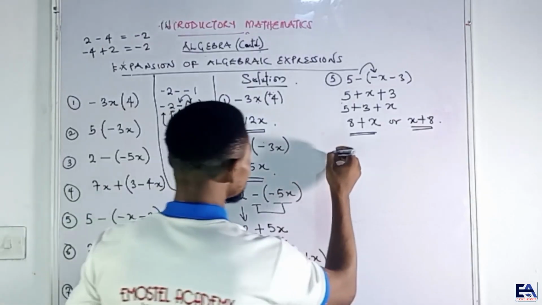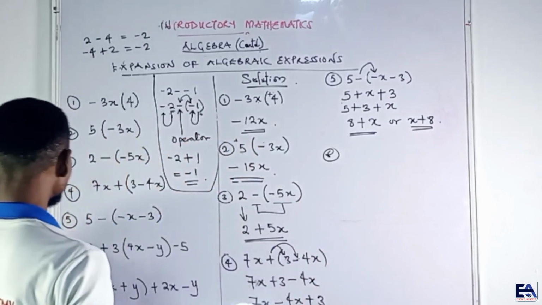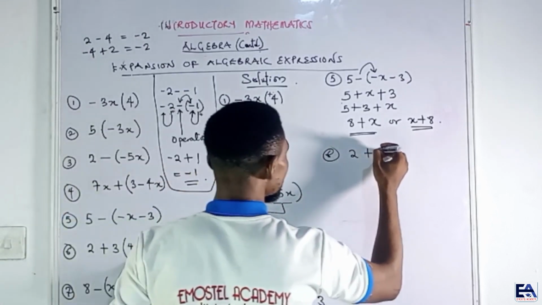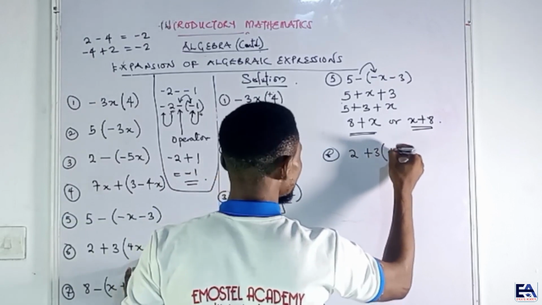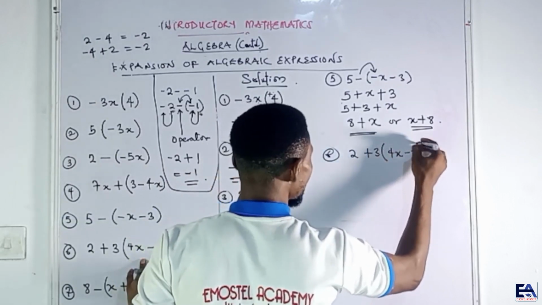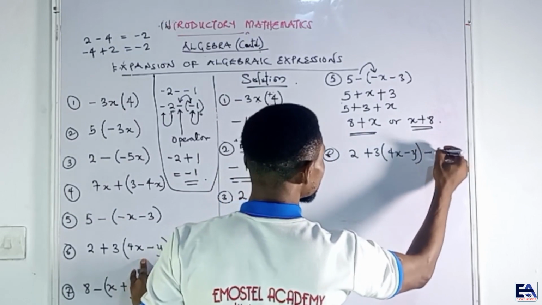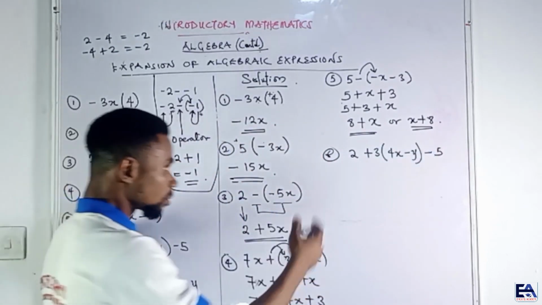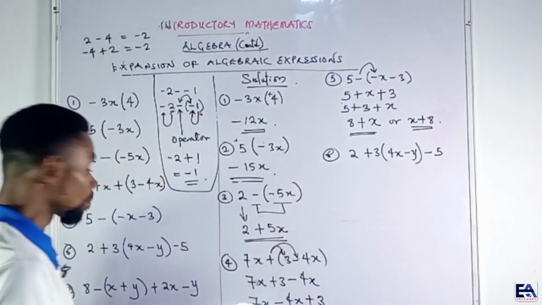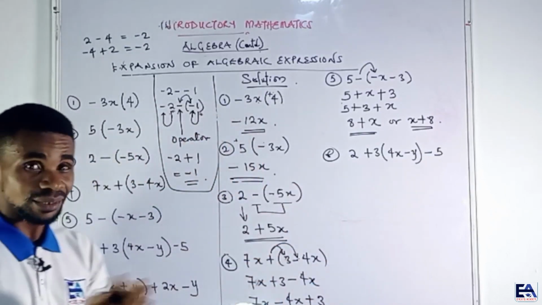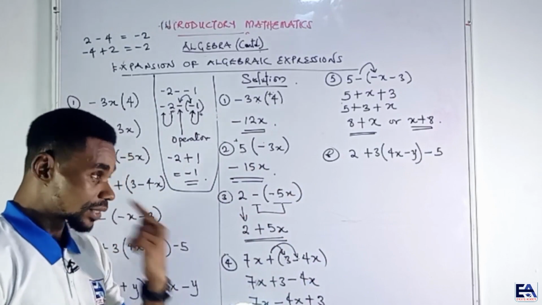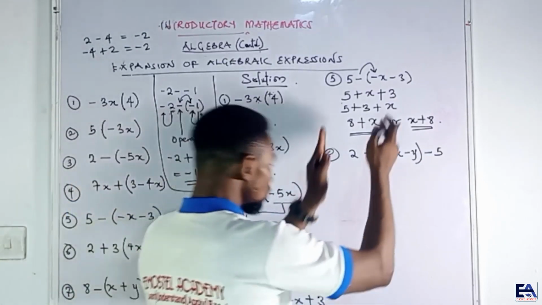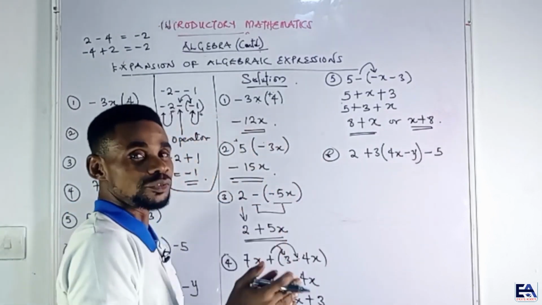So number 6. Number 6 says 2 plus 3, here you have 4x minus y, then minus 5. All right, so having this, you just still do the same thing. Don't think it's complex. It's not complex at all. It's just the same thing we've been doing since. Nothing complex. Just go straight to the bracket and try to resolve the brackets.